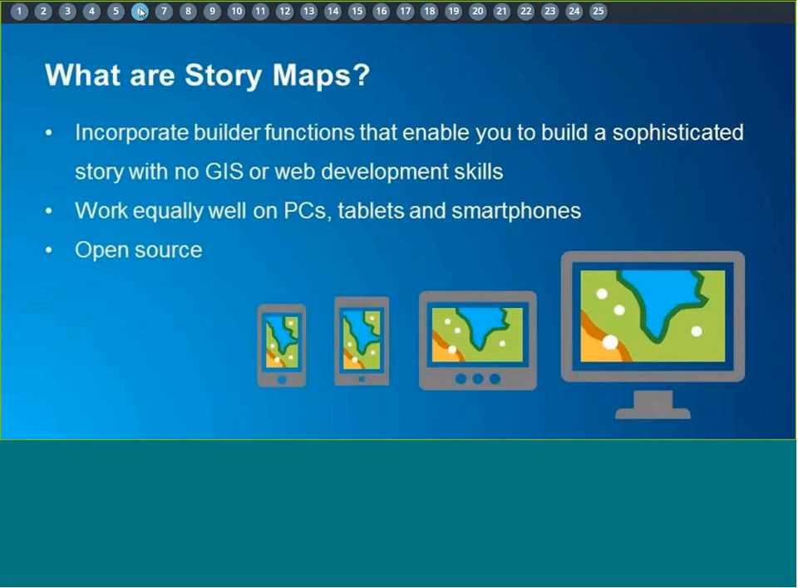Next, story maps incorporate builder functions that enable you to build a sophisticated story with no GIS or web development skills. And this is the key: you don't need to know JavaScript or CSS to create a sophisticated story map. They also work well on PCs, tablets, and smartphones, thanks to the responsive technology behind story maps. So anything that you see on the big screen, you'll be able to see as well on a mobile device. And finally, story maps are open source, so you're free to download and customize them. You can get the source code on GitHub, and it's also accessible through the Story Maps website.